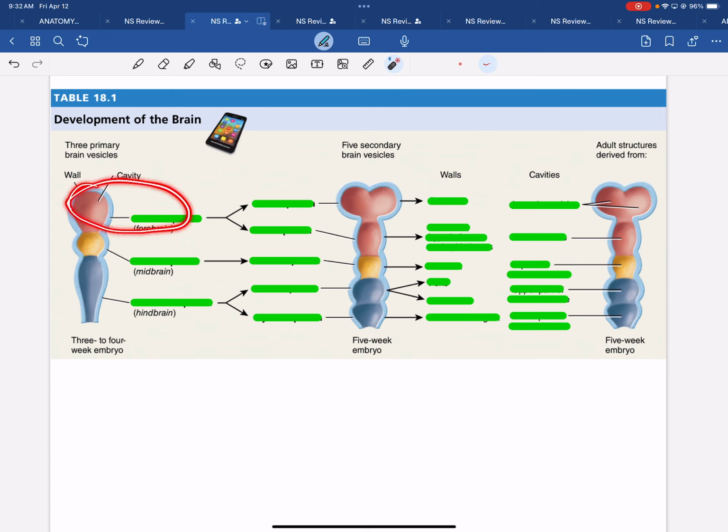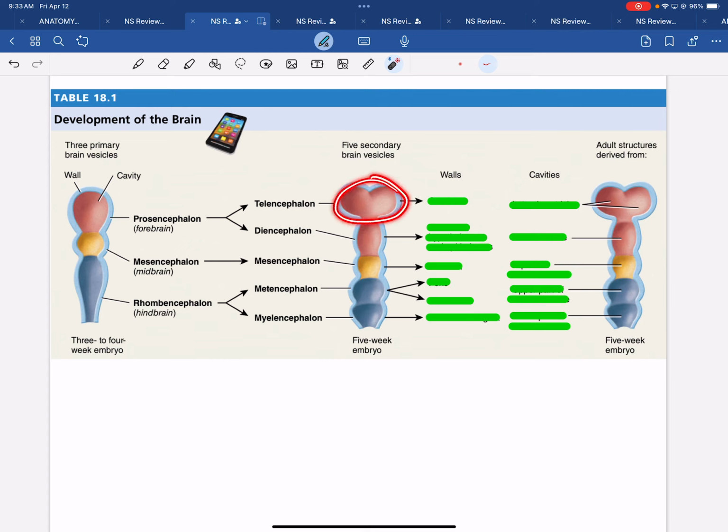Okay, let's do it again. What is this? The prosencephalon. Here. Mesencephalon. Here. Rhombencephalon. Good. Prosencephalon splits into the what? Telencephalon and the diencephalon. Good. Rhombencephalon splits into which two? Metencephalon and myelencephalon. Good. And the mesencephalon is just the mesencephalon again.